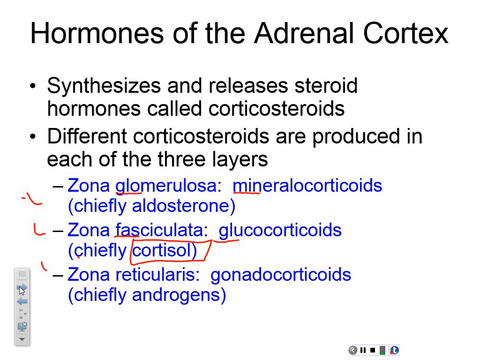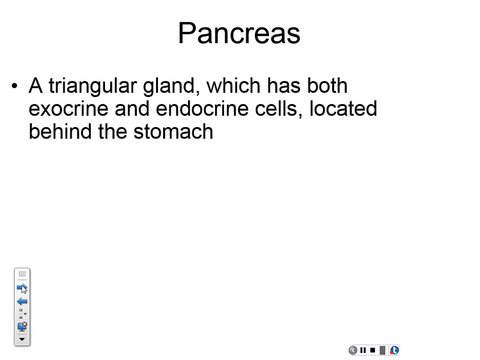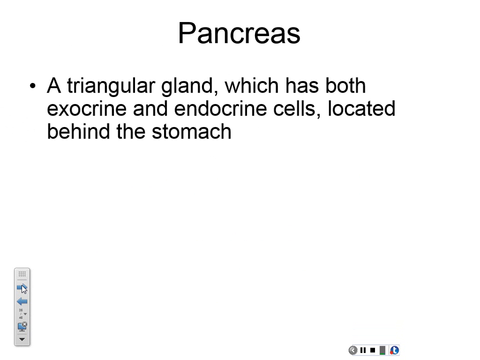And then there's the reticularis, like I was talking about, which forms gonadocorticoids, which form androgens. Testosterone and estrogen are both based on androgens. You first form androgens that then get converted to testosterone and estrogen. Even estrogen, the female hormone, is based on androgens. So the adrenal cortex can make some extra androgens if you need them. If your gonads are not producing enough testosterone, you may produce some from your adrenal cortex.